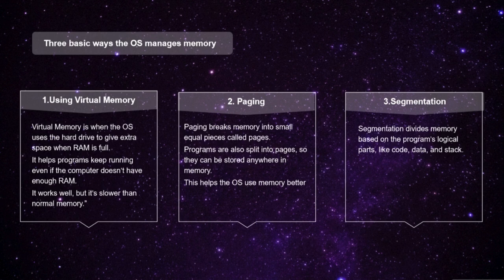Example, think of memory like a set of small boxes. The OS can put parts of a program in any box, not all together. This way, the OS can fit more programs in memory without wasting space. Paging helps the OS avoid empty gaps in memory and makes it easy to run multiple programs at once.